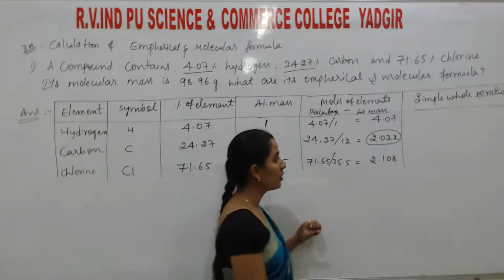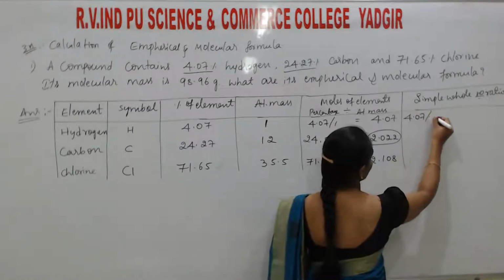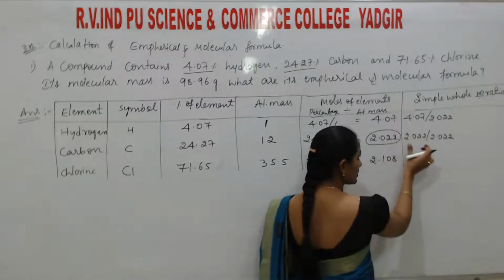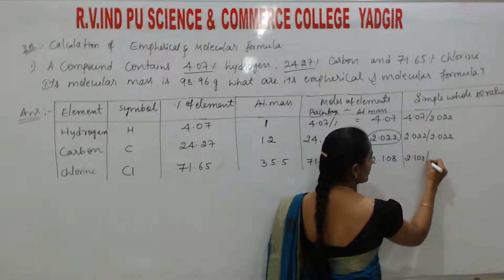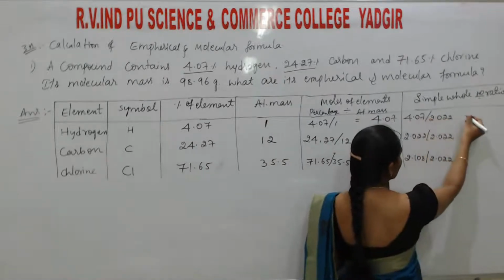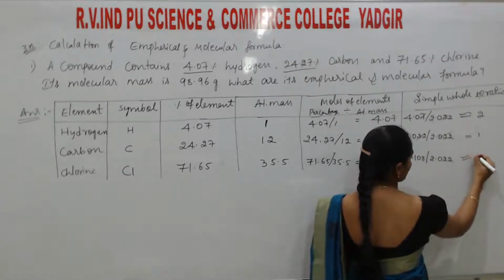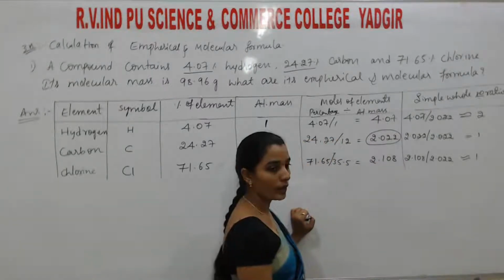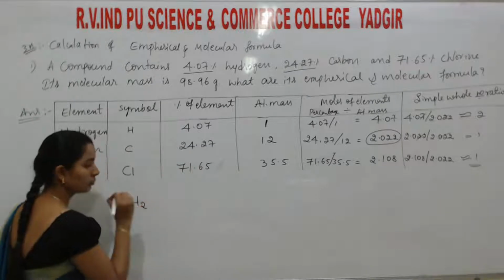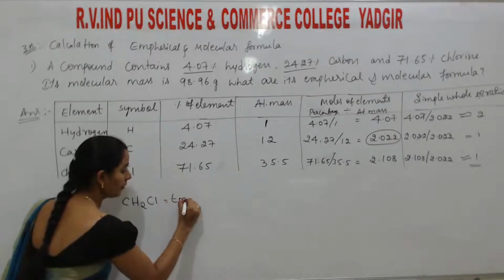So what is the simple whole number ratio? Divide each and every ratio by the smallest number. That means 4.07 divided by 2.022. Next 2.022 divided by 2.022. Each term is divided by the smallest value. Next 2.108 divided by 2.022. Understand? So students, don't worry about the approximation. You will get 2 approximately. Then approximately you get 1. This is approximately equal to 1. So 2, 1, 1 is the simple whole number ratio. That means hydrogen is 2, carbon is 1, Cl is 1. CH2Cl. This is the empirical formula.